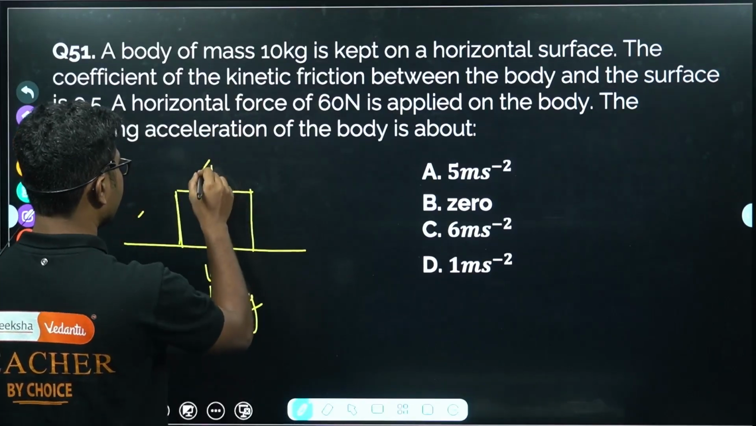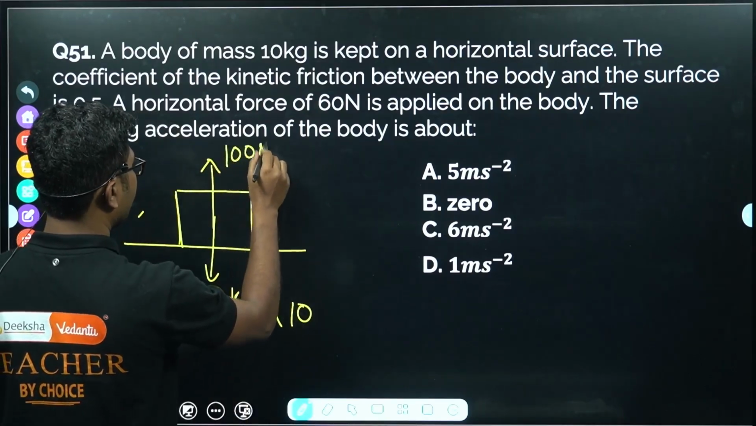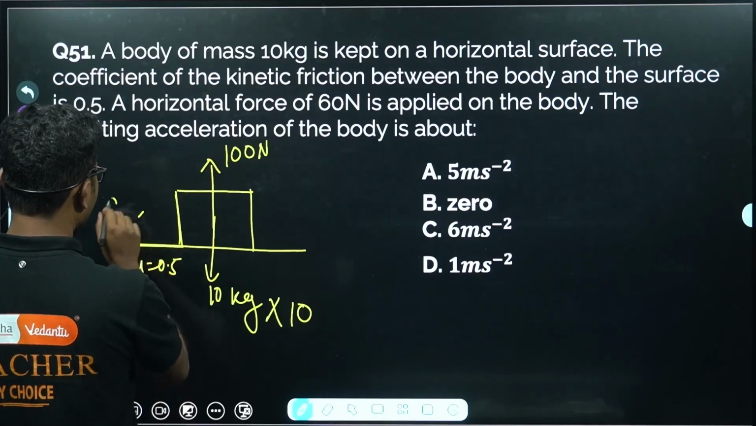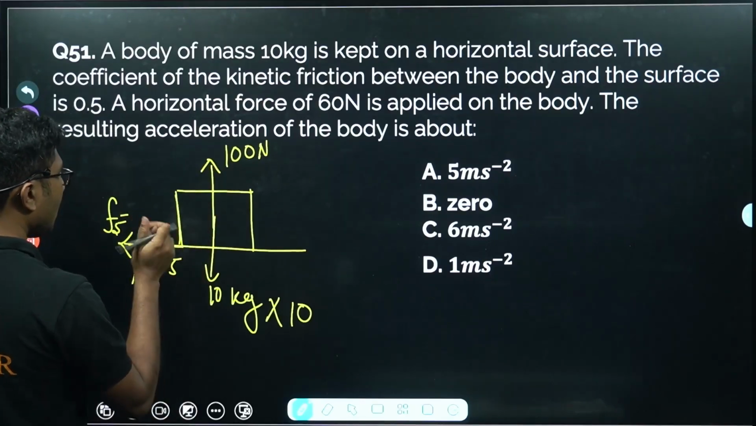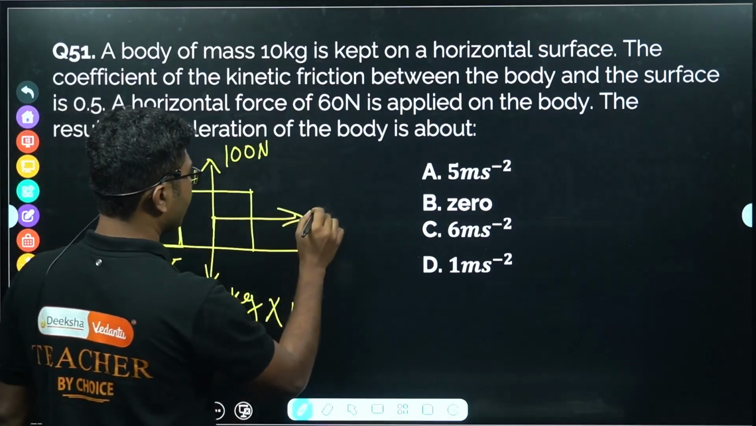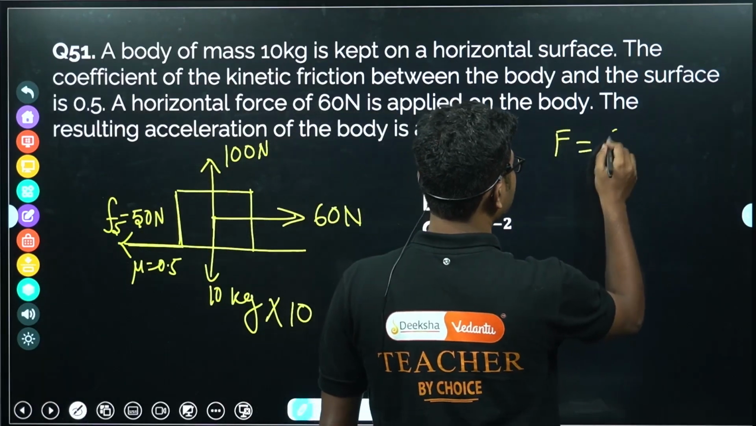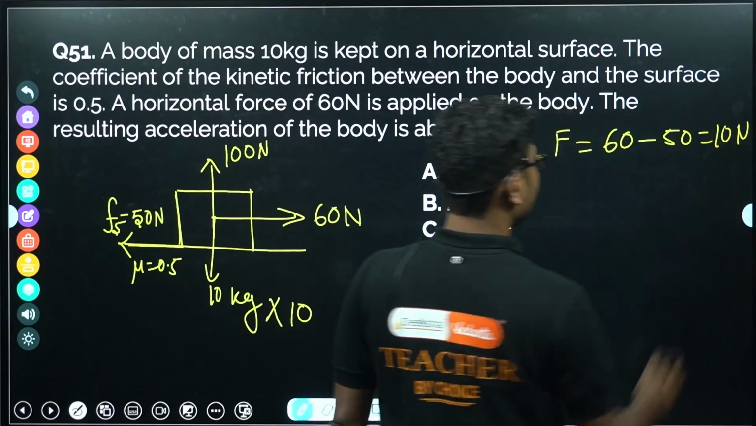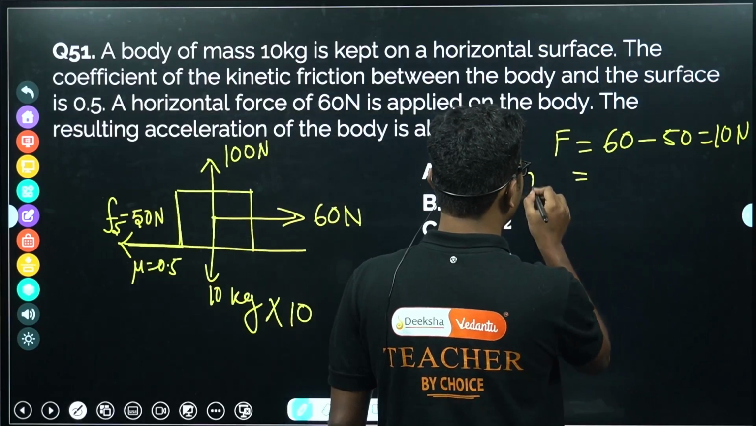Then what is the normal force? Let us consider g is 10. Then the normal force will be 100 Newton. The coefficient of friction is given 0.5, so the frictional force is mu N, that is 50 Newton. We are applying a force of 60 Newton. So what is the resultant force? Resultant force is 60 minus 50, equal to 10 Newton. Simple. Don't waste too much time, just solve it. So 10 Newton is the net force, and this equals ma.